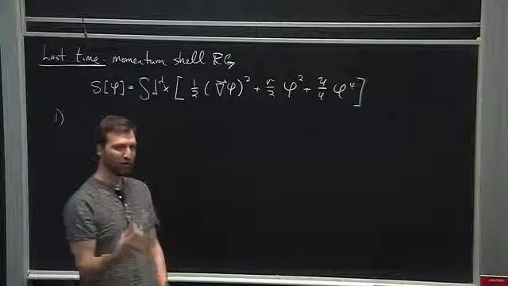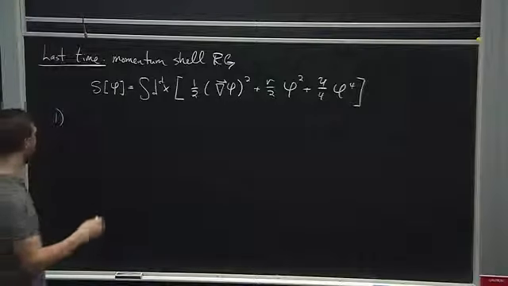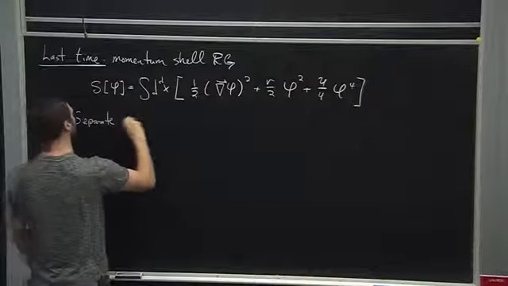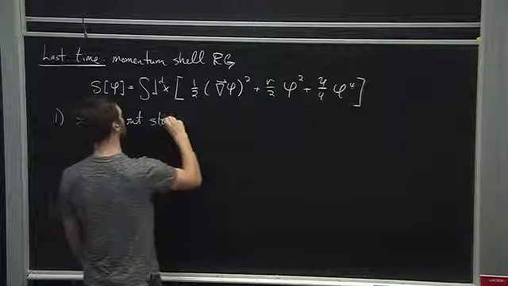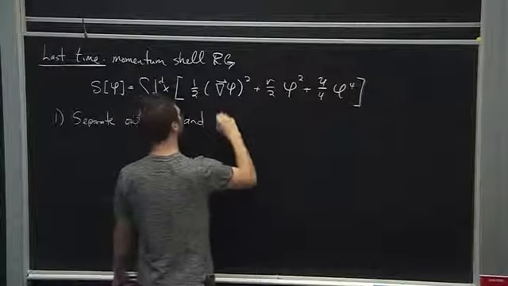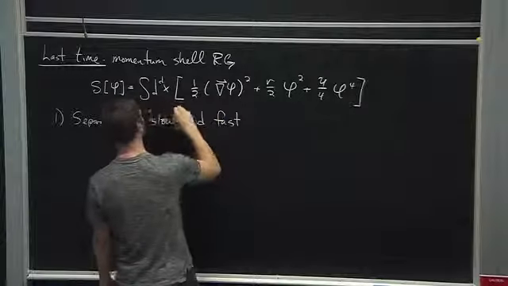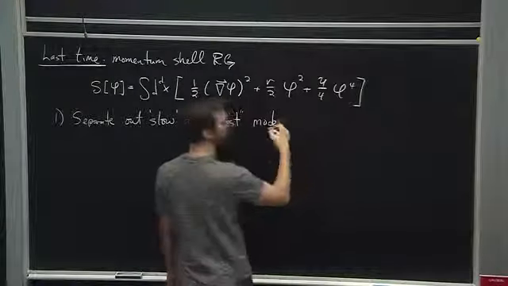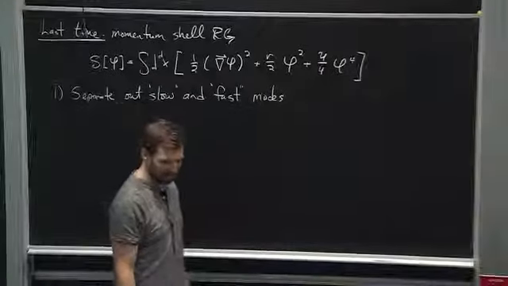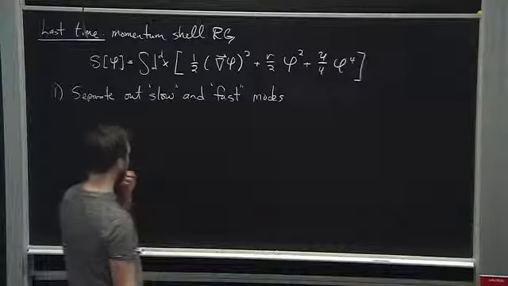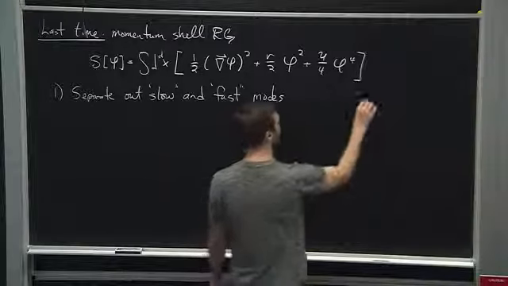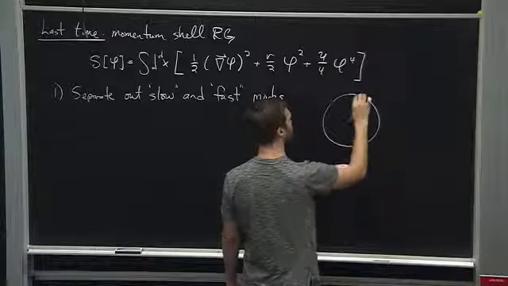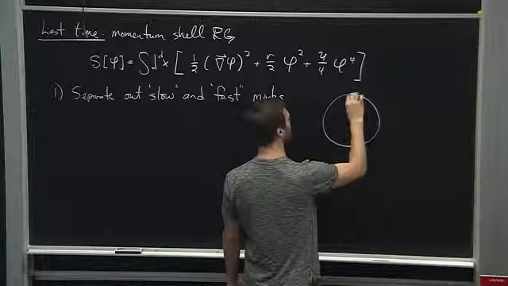So we're separating out slow and fast modes, is what I'm calling them. Slow and fast is just a name. I'm not even sure that we didn't make it up. And what it means is we're doing an integral in the Brillouin zone, which has a UV cutoff.